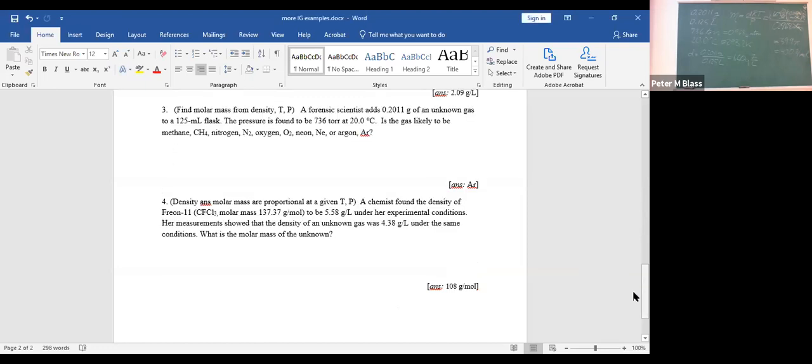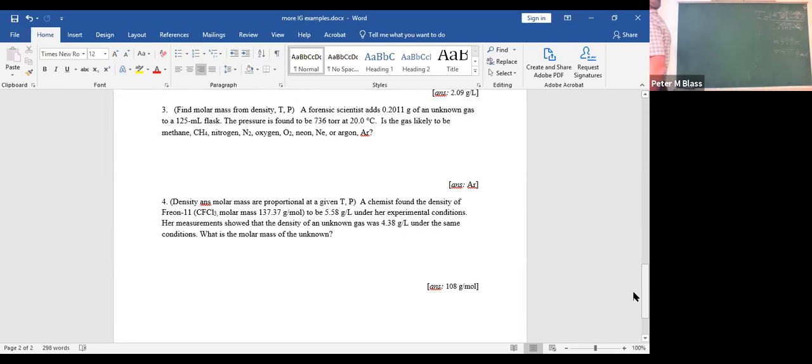Okay, let's look at this next one. This is a little more interesting now. Well, there's a typo. Density and molar mass are proportional at a given temperature and pressure. That's sort of our overriding lesson today, isn't it? But you notice in this problem, I should let you read it, it's not giving you a temperature and a pressure. It just says, under the experimental condition.